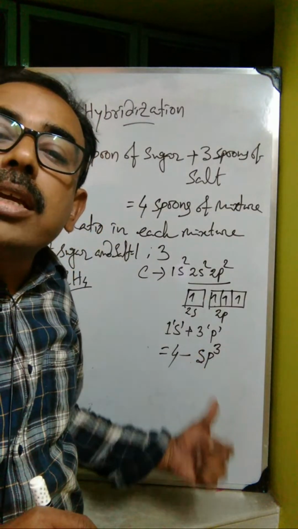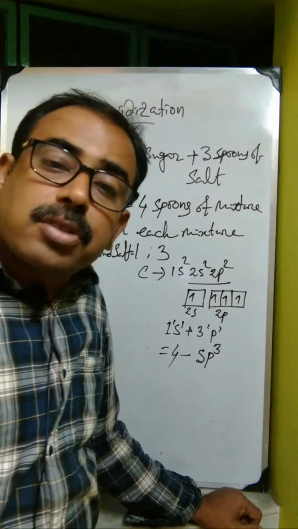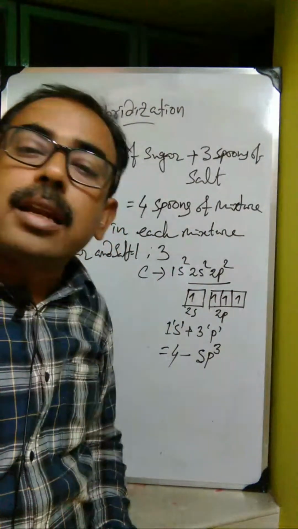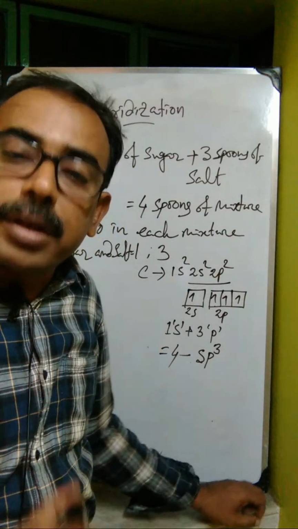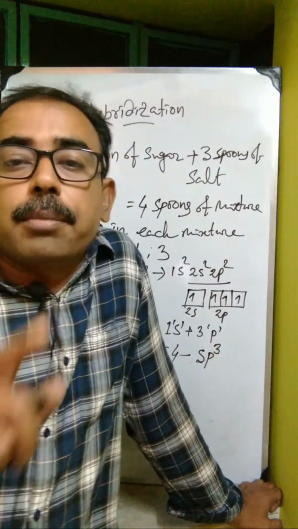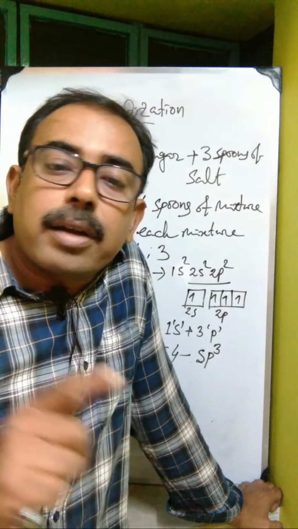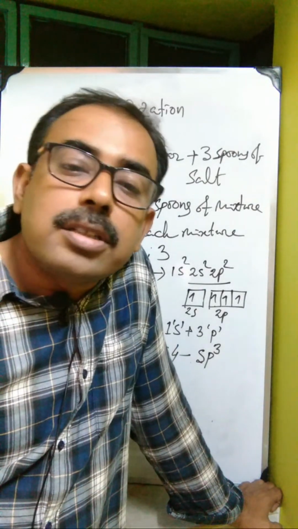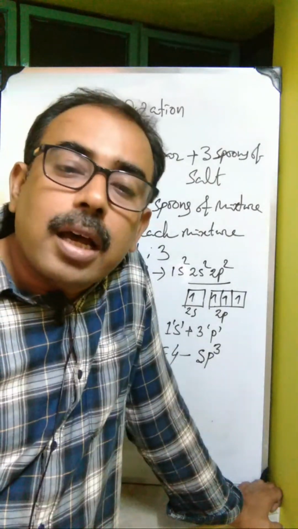So here we get 4 sp3 hybridized orbitals in methane. Now, the next step of the formation of a covalent molecule is that those hybridized orbitals will expose themselves around the central atom in a definite manner depending upon the state of hybridization.